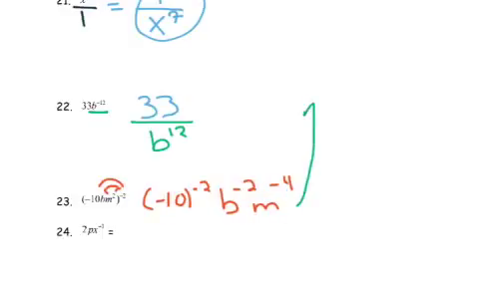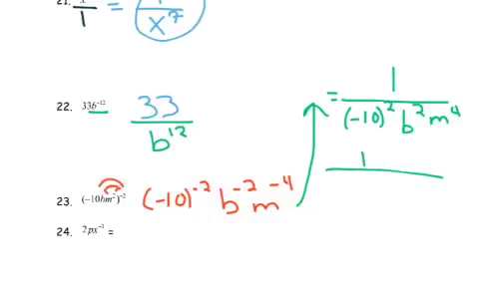I'm going to put this up here. So in my denominator, I would have negative 10. Remember, when you change the location, the exponent becomes positive. B squared m to the 4th. There's nothing in my numerator, so I put a 1. But remember, you're not done yet. Negative 10 to the second power is 100. So your final answer would be 1 over 100 b squared m to the 4th.